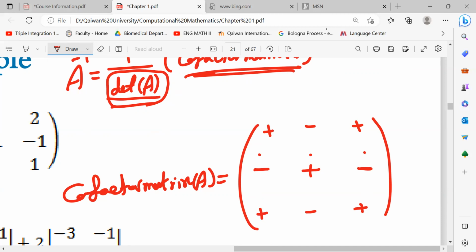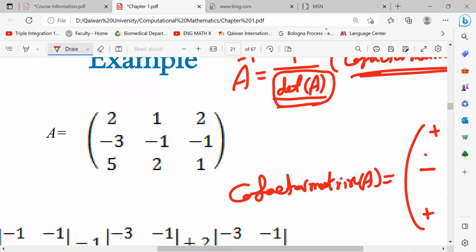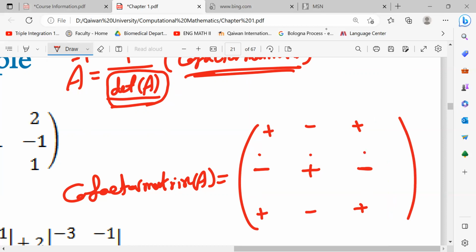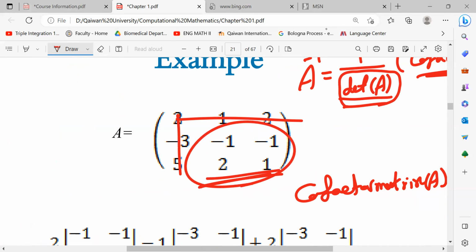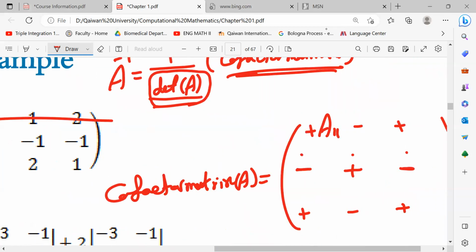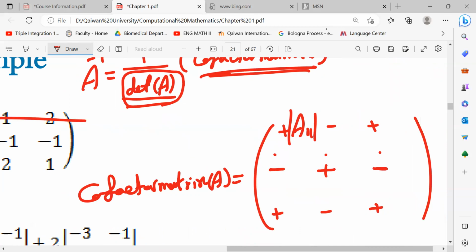Now, what should you find? We need to find the submatrices. All submatrices of A. Here we can get A11. We can get capital A11. What's capital A11? It's this. Determinant of this matrix. I'm just giving a determinant to it.